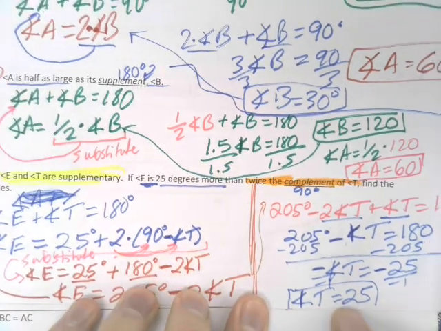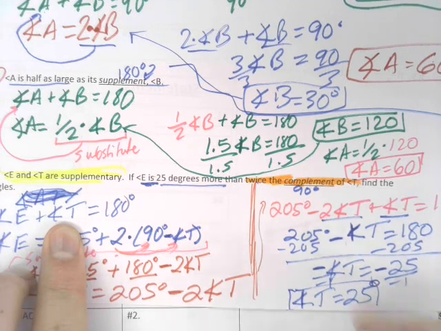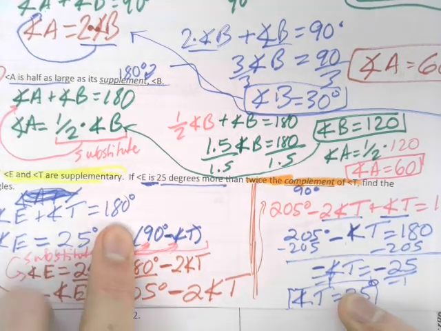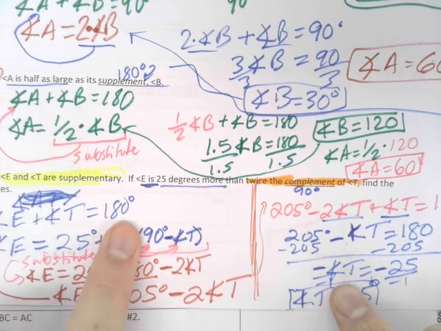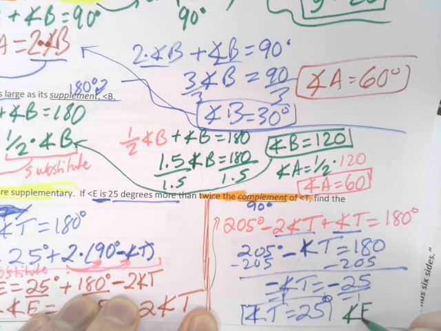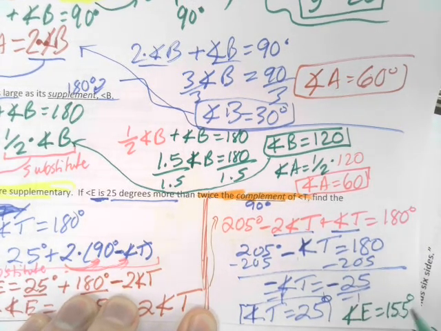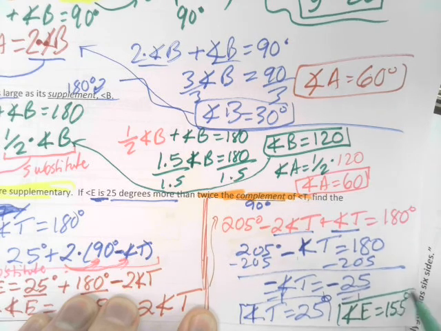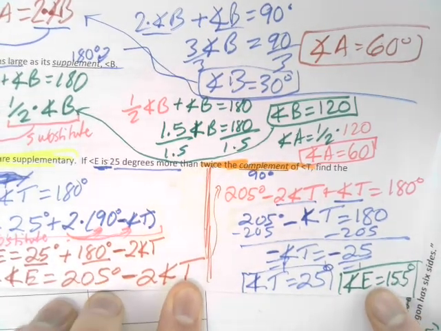And if we know angle t is 25 degrees, shouldn't angle E plus angle t add up to 180? So if angle t is 25, just subtract 25 from 180, and we find out that angle E is going to be 155 degrees. So, woo! That one was challenging as well.